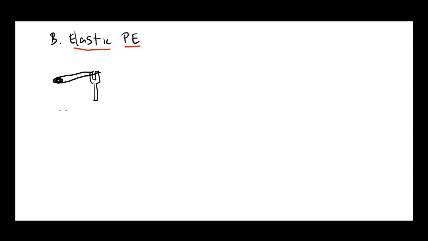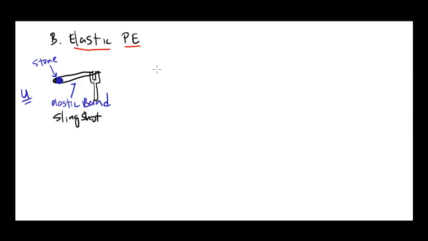So this is a slingshot, and this is some sort of an elastic band right here. And I have maybe some sort of a stone in here. And I pull it back, and the elastic band stretches and stretches. When I stretch it back, energy gets stored up. The stone gains elastic potential energy, because if I let go, the elastic is going to push the stone forward. So that's what we call elastic potential energy.